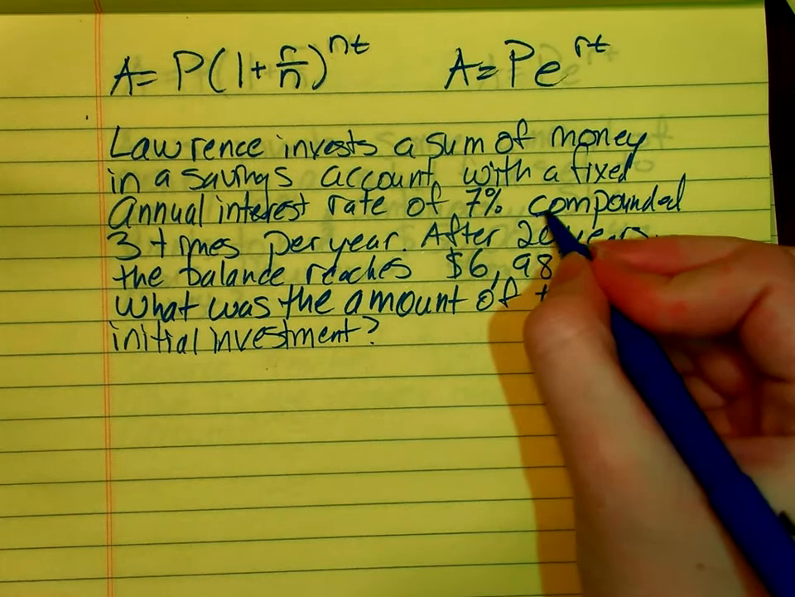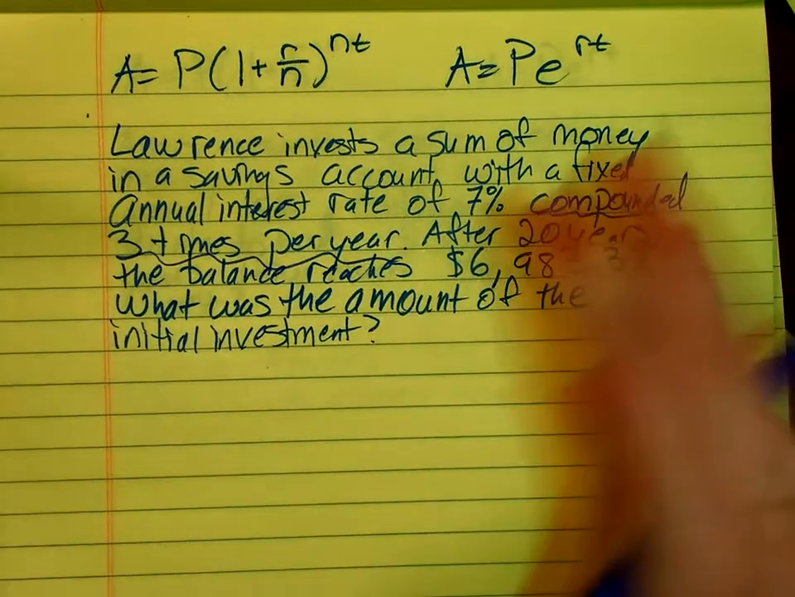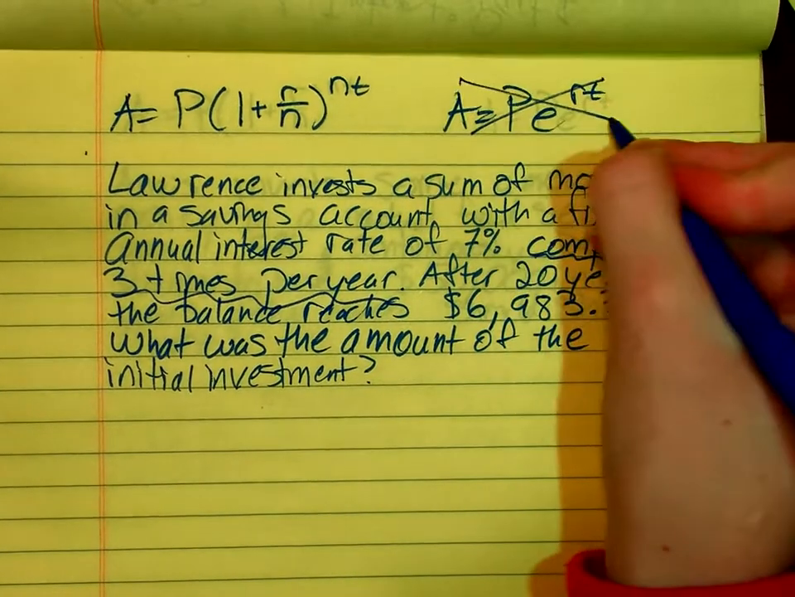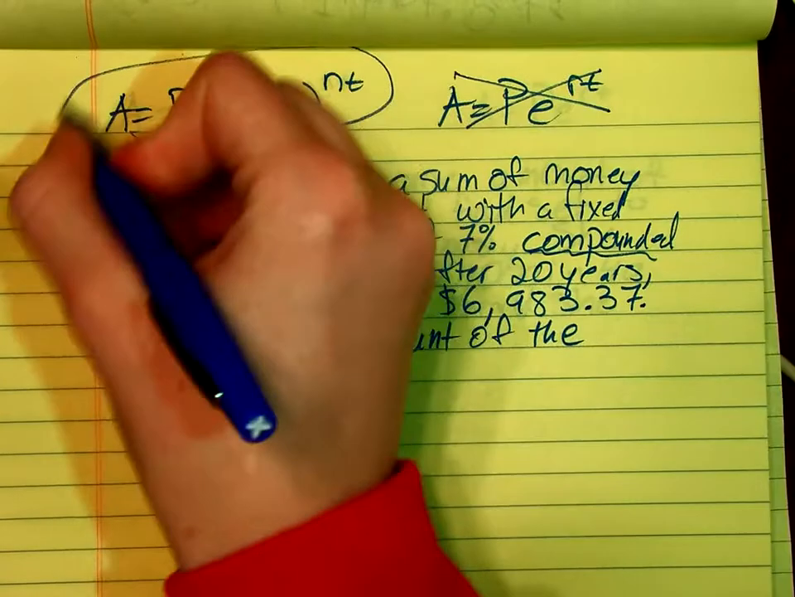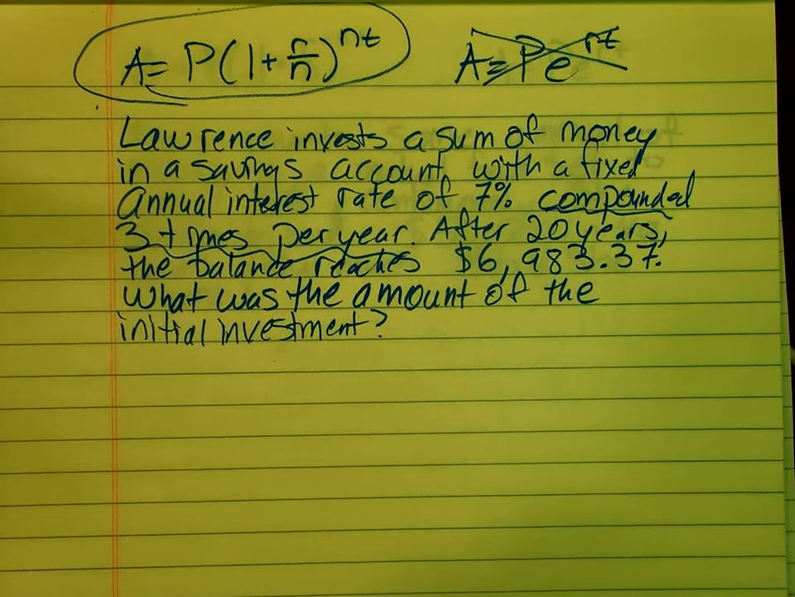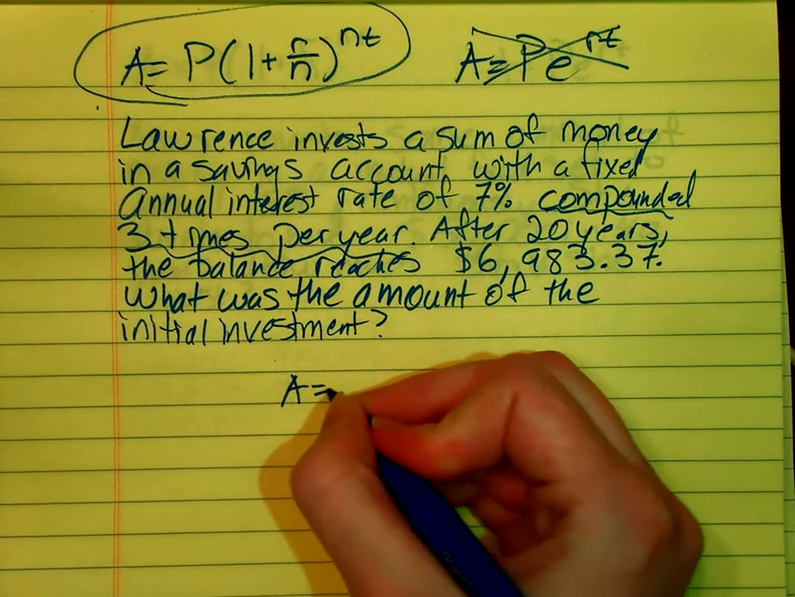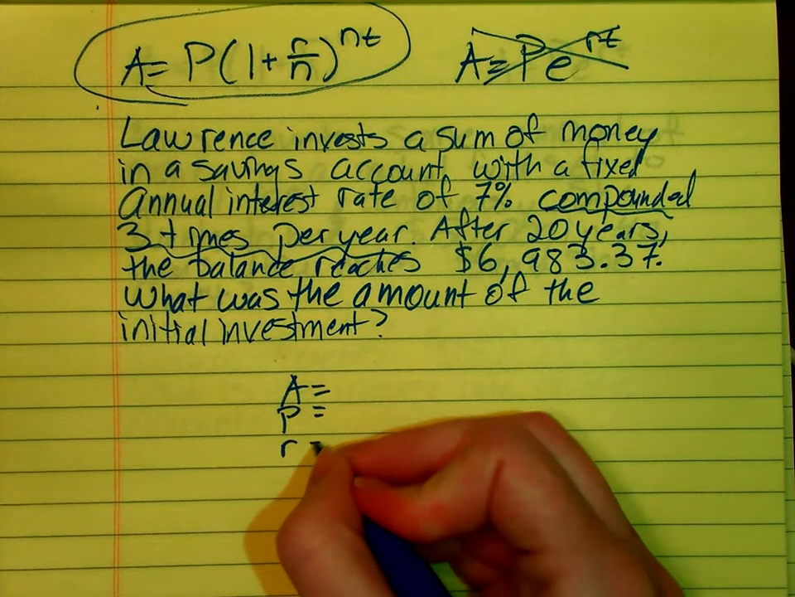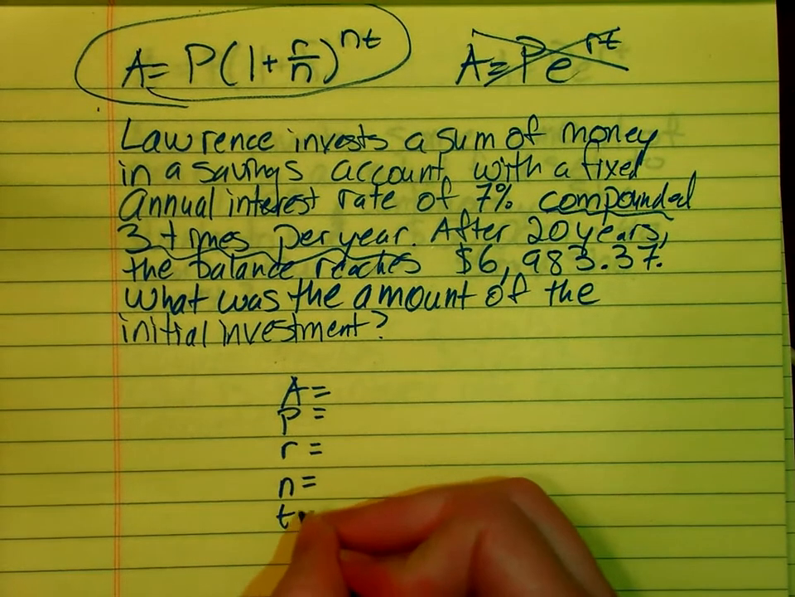Now first, now that that's aside, we've got to figure out which problem do I want. Well, it says compounded 3 times per year. So I don't want compounded continuously. I want compounded n times per year. And now I've got to list out what variables I know and don't know. So I'm just going to go ahead and list out all of my variables.